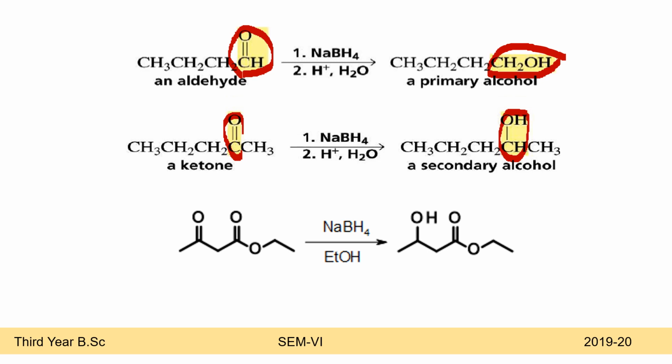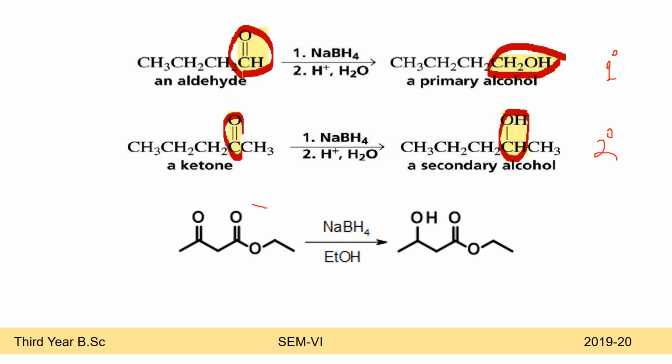So in case of aldehydes, sodium borohydride gives a primary alcohol, that is an important thing, and in case of ketones it gives a secondary alcohol, that is again an important thing. As I said, sodium borohydride is a chemoselective reagent.